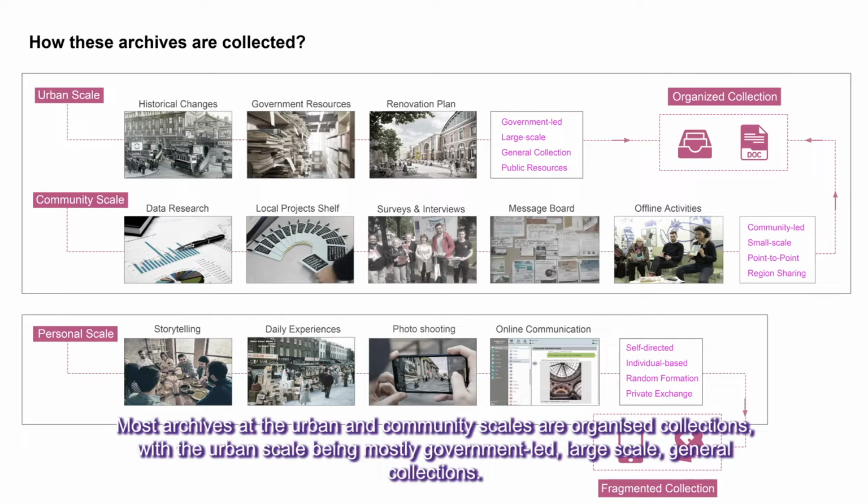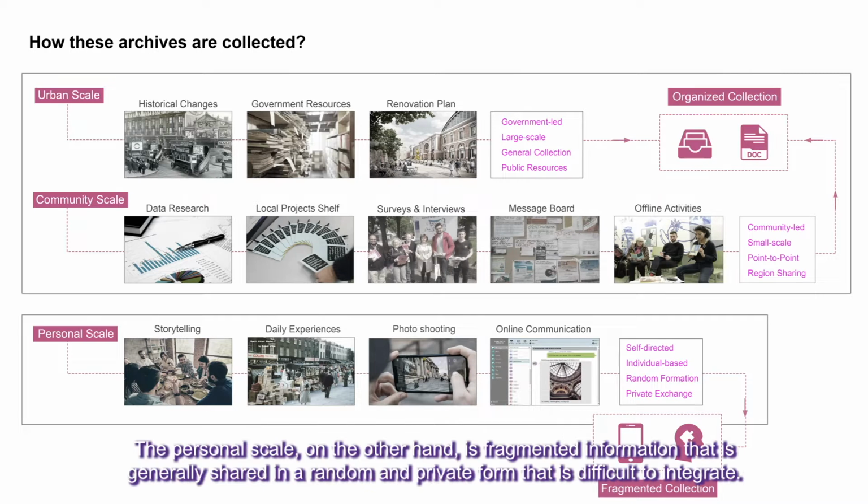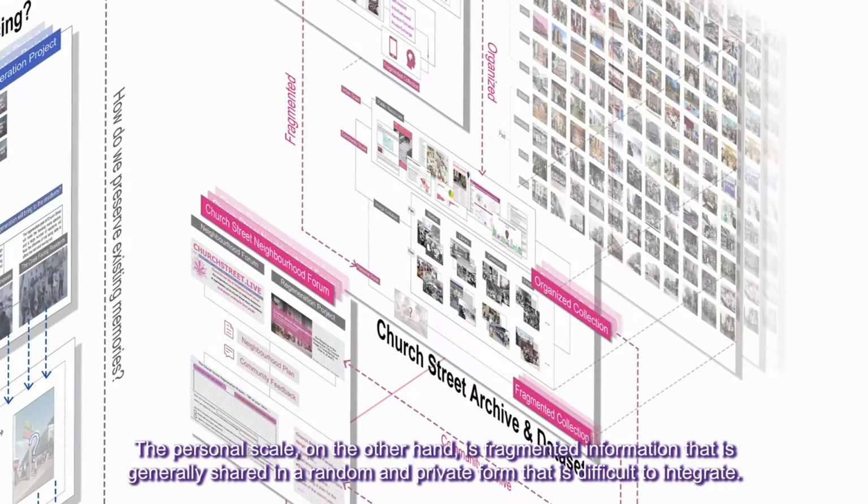Most archives at the urban and community scale are organized collections, with the urban scale being mostly government-led, large-scale, general collections. The community scale is mostly shared within a point-to-point region. The personal scale, on the other hand, is fragmented information that is generally shared in a random and private form that is difficult to integrate.